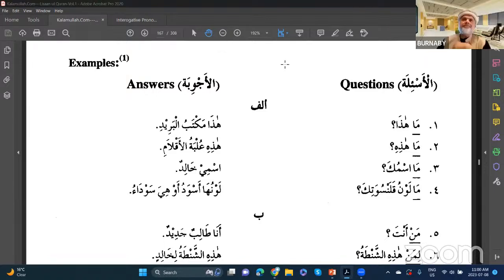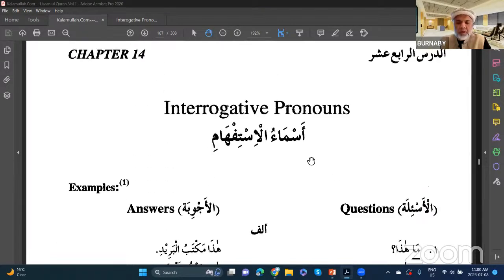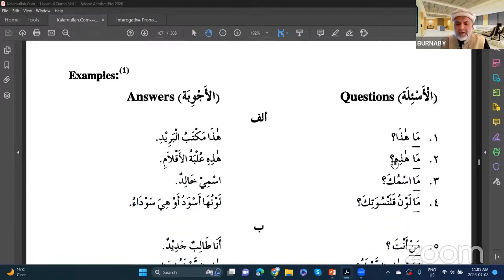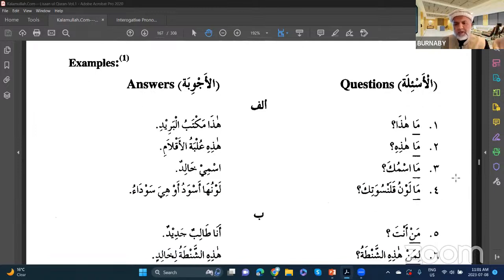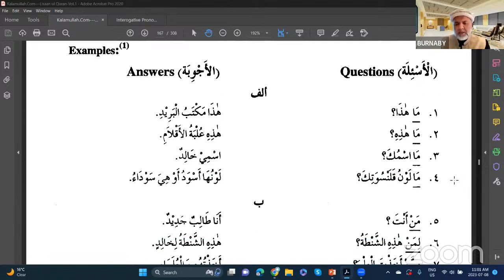So basically, what we are learning today is those pronouns, the interrogative pronouns, asmaul istifham, and we have looked at a long list of things. And here I can give you some more examples. Let's try to do it quickly so we can have more time to do other things. So ma haza, what is this? That's a question, and it's a jumla ismiya, and it is for masculine. Ma hazihi for feminine. What is this? But you're looking for something feminine.